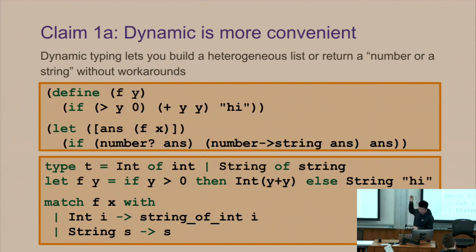For example, this function f would sometimes return an integer, and sometimes return a string on the Racket side. And on the OCaml side, if the program tried to define such a function, it has to first construct a type t. This variant type can either be an integer or a string. And you have to manually tag the type of y as an integer or a string. This is a lot of work, basically.